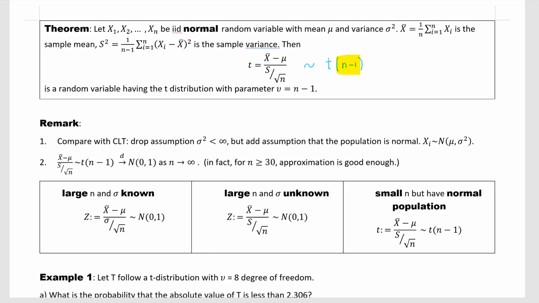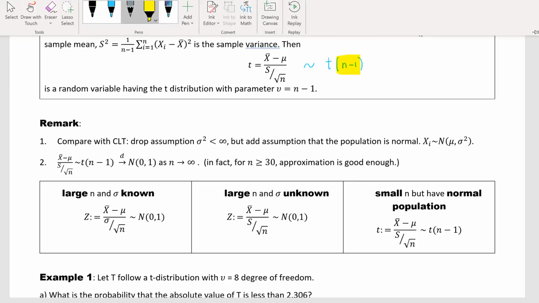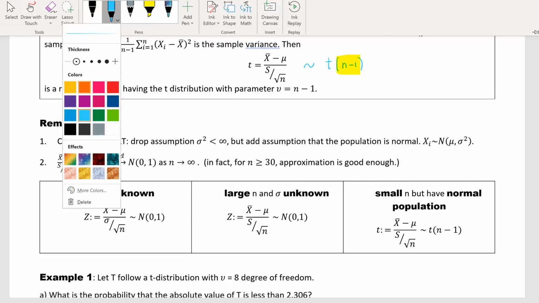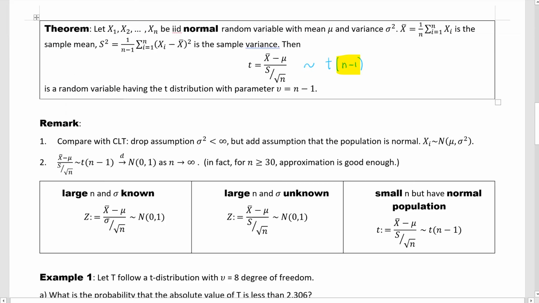Furthermore, when n goes to infinity, what happens? When we have a bigger sample size, the t-distribution converges to the standard normal distribution. And it makes sense. It agrees with our central limit theorem, right? Remember, in the central limit theorem, if n goes to infinity, our distribution converges to the standard normal distribution. And here it agrees with that.